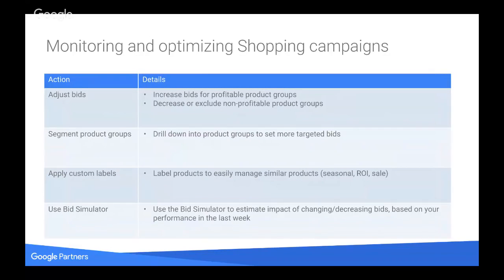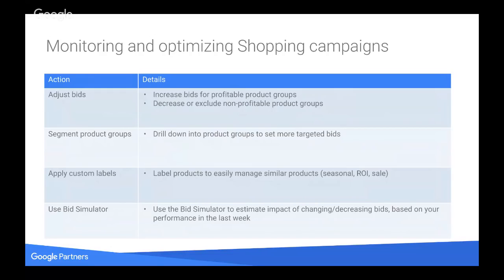You also have the option to adjust bids, which means, again, increasing bids for your profitable product groups, or if you're splitting them by item ID, increasing bids for specific products. You can segment your product groups. So you can drill down into product groups and segment them by brand, item ID, condition, and then choose to increase or decrease your bids.